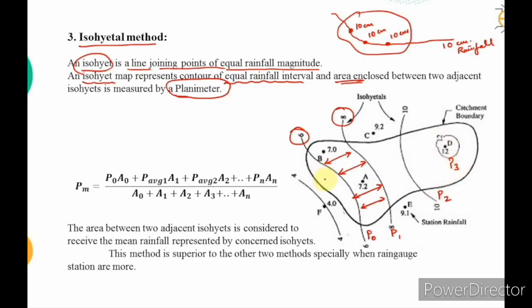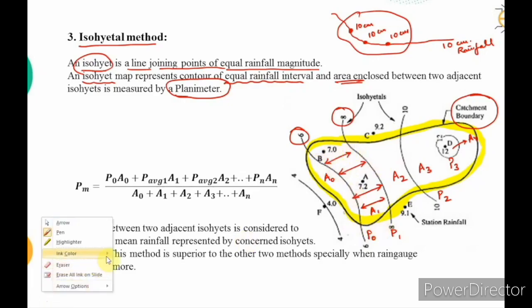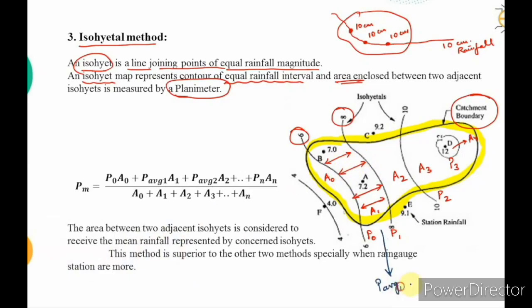So let me highlight that. The boundary is highlighted in yellow. The area within the boundary of P0 is A0, the area of P1 rainfall is A1, P2 rainfall covers the area A2, and P3 rainfall covers the area A3. So how can we calculate the average rainfall? Between P0 and P1 rainfall we will take the average value.